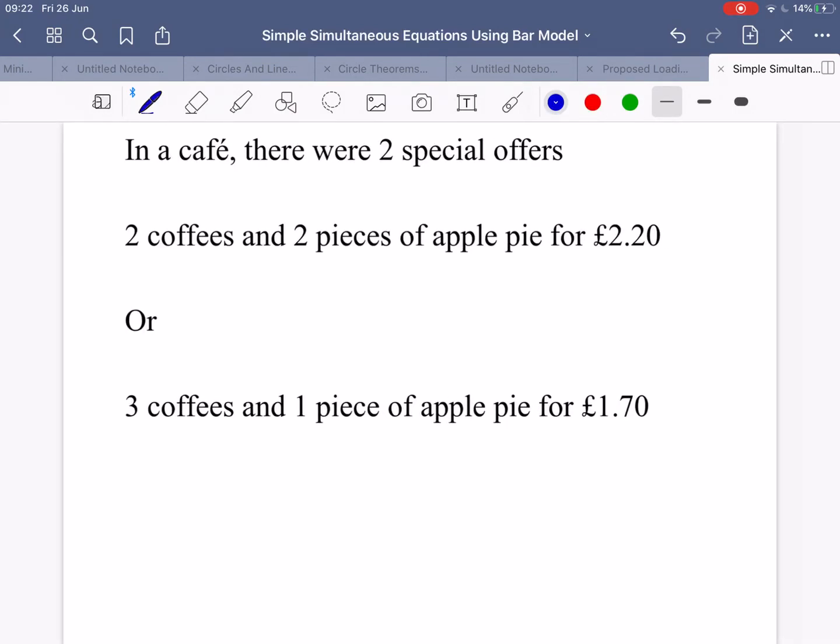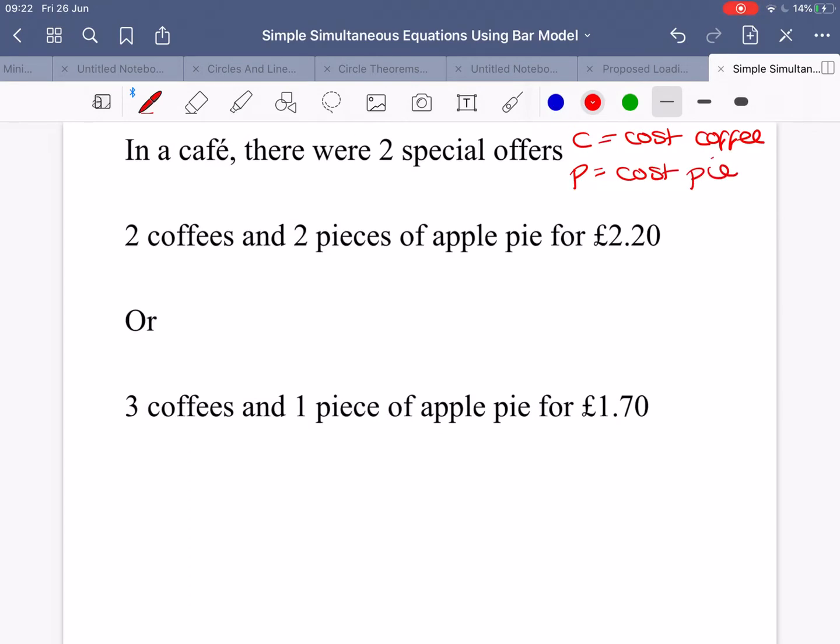Right. Now, these next two are a little bit different because they have a bit of a problem. But we'll start off exactly the same way as we always do. I'm going to define what my letters stand for. And C is going to be the cost of a coffee. And I'm going to use P to be the cost of the apple pie.